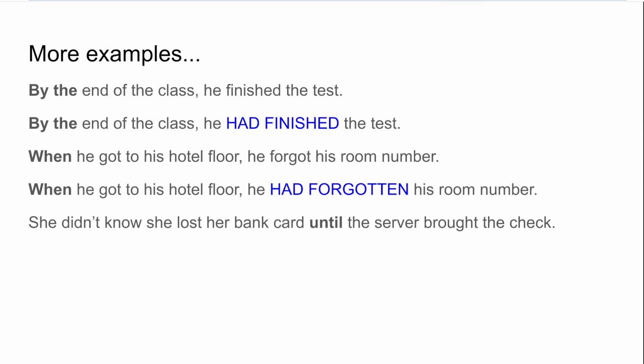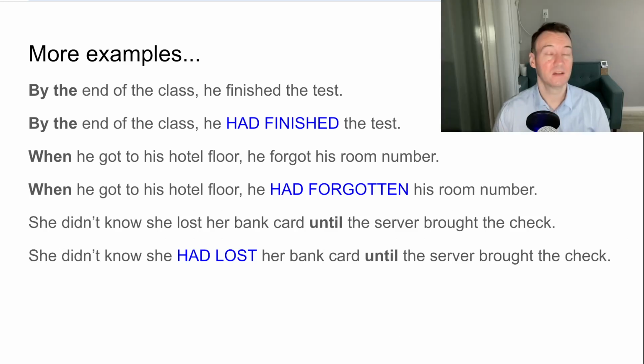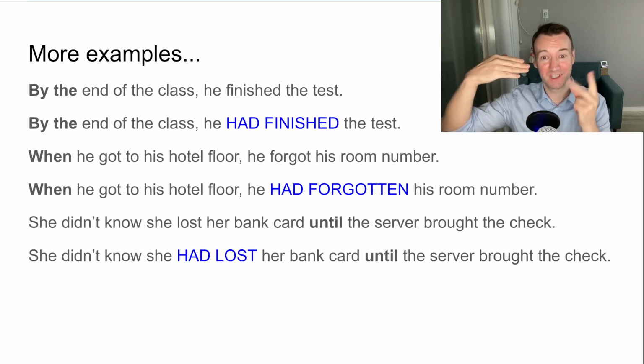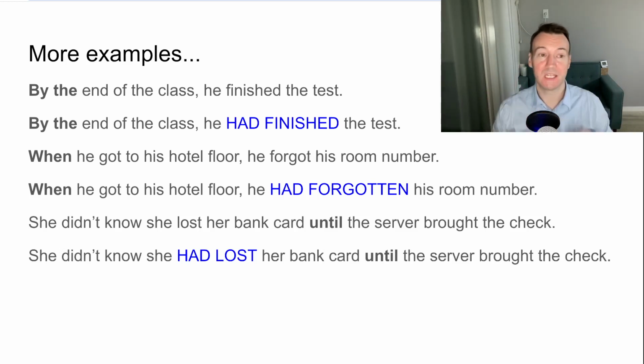So again, we need to add in some past perfect here. So which one happened first? Okay, so, "She didn't know she had lost her bank card until the server brought the check." So losing the card happened first. The server bringing the check happened second. So we're making it nice and clear what happened when. All right, last example.